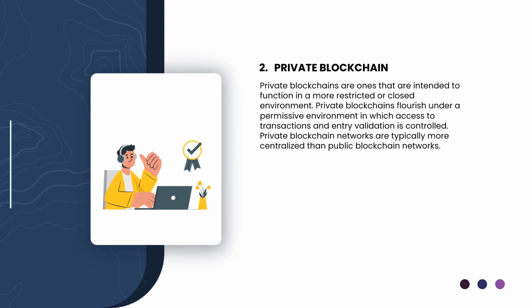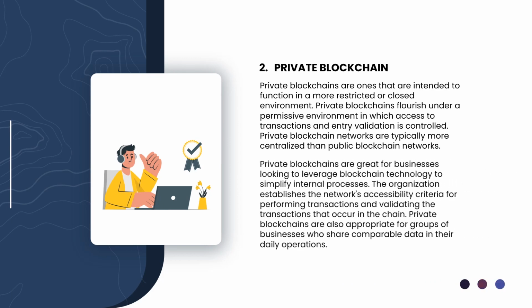Two. Private blockchain. Private blockchains are ones that are intended to function in a more restricted or closed environment. Private blockchains flourish under a permissive environment in which access to transactions and entry validation is controlled. Private blockchain networks are typically more centralized than public blockchain networks.